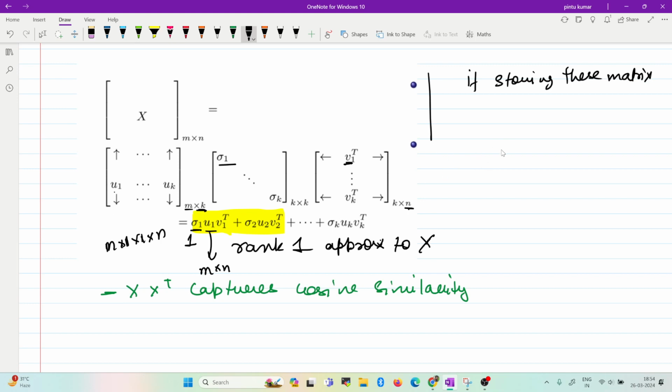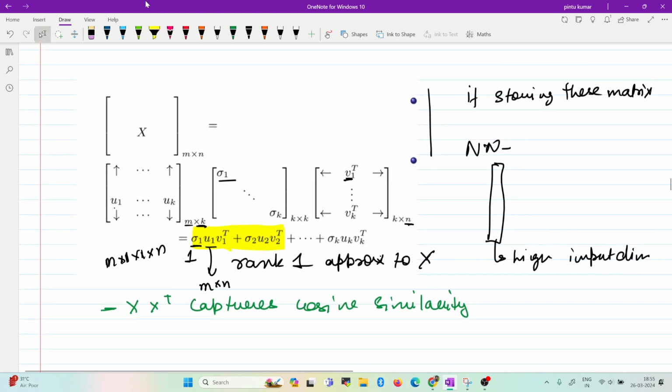But let's say if you want to pass this to some neural network, then again your input layer will still have a high number of input dimensions, because the size of your representation has not reduced.